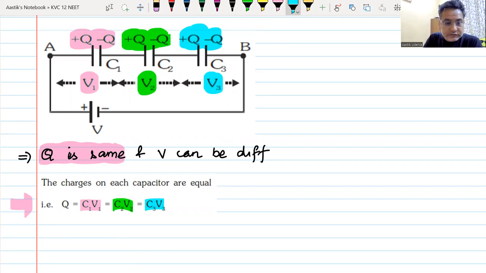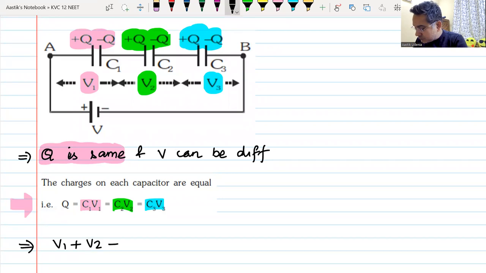Okay, now I can also see from here that if I add the three voltages, V1 plus V2 plus V3 will be equal to the value of the total voltage V. Everyone sees that V1 plus V2 plus V3 will be equal to V. Am I audible and visible to all of you? Yes, sir. V1 plus V2 plus V3 will be equal to V, and the charge flowing through each capacitor is the same.